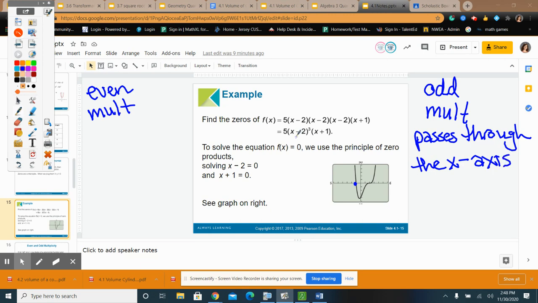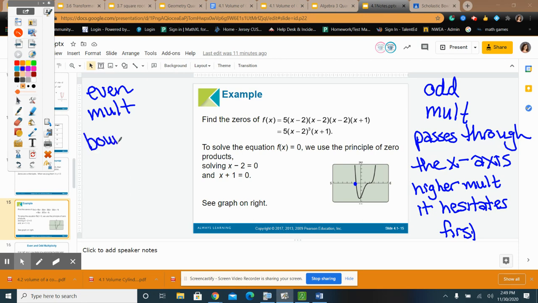Okay, now 2 also had odd multiplicity. Its multiplicity is 3, but do you see how it passes through, but it hesitates first? If it's a higher multiplicity, it hesitates first. And that's what happens here. It does pass through, but first it hesitates before it passes through. Even multiplicities, we call those bounce. They bounce on the x-axis, and higher multiplicities kind of hesitate first before they bounce.